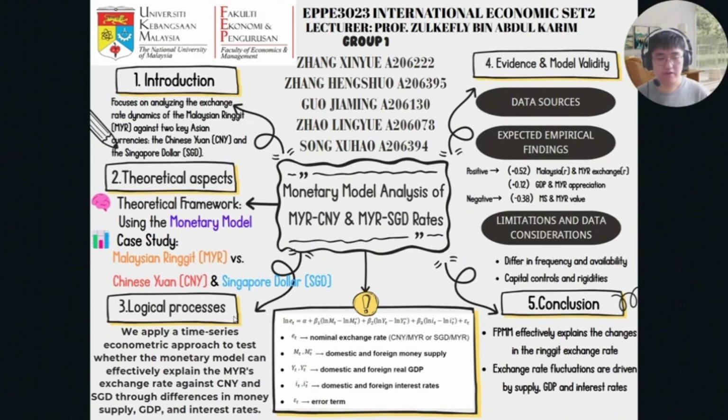However, we are also aware of a possible issue. Some of these variables may be related to each other. For example, GDP and interest rate can both influence money supply. This may cause multicollinearity, which could affect the accuracy of our result. To manage this, we plan to use diagnostic tools like VIF to check the relationships between the variables.